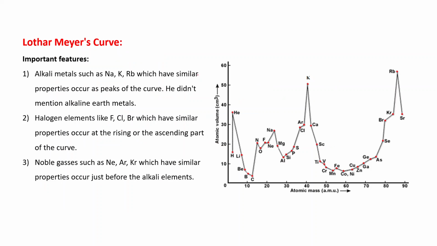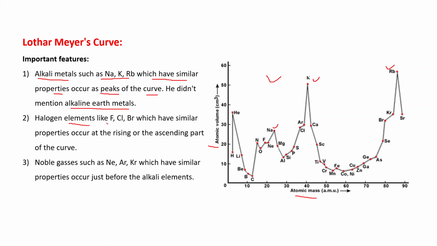Now just have a look at this Lothar-Meyer curve between atomic volume and atomic mass. If we observe this curve, we find that alkali metals such as sodium, potassium and rubidium, which have similar properties, occur as peaks of the curve. He didn't mention alkaline earth metals. You see, this is the peak: sodium, potassium, rubidium.